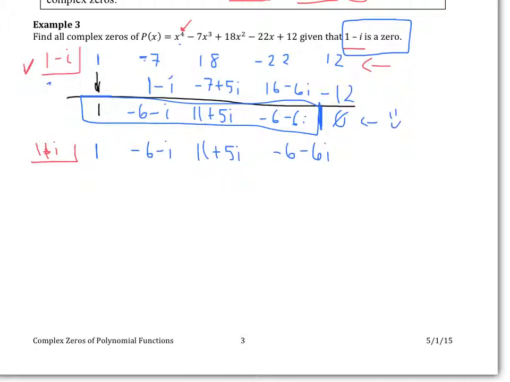And so here is this. Now, of course, you bring the first one down, so this is a 1. When you multiply, you get 1 plus i.